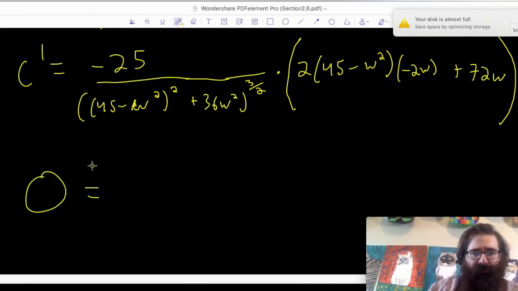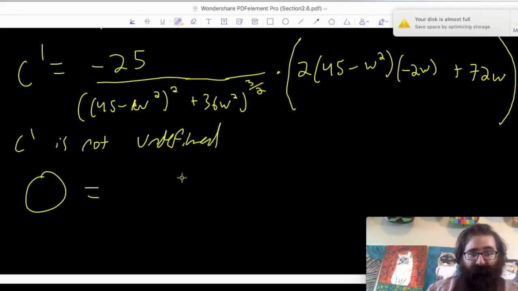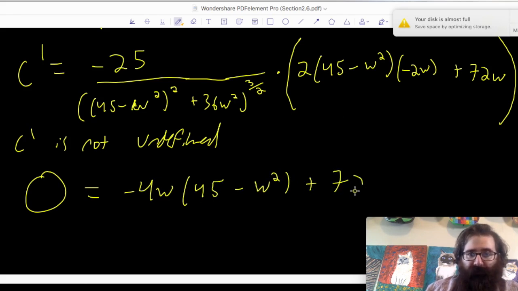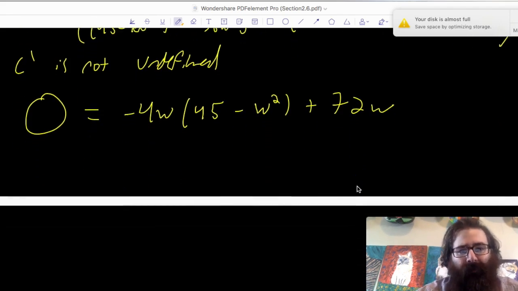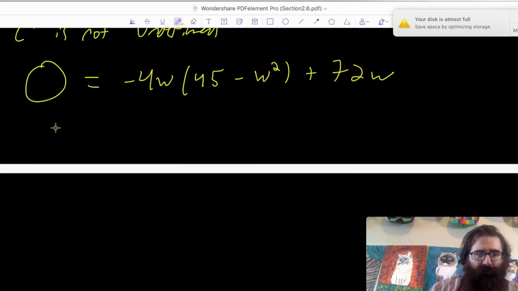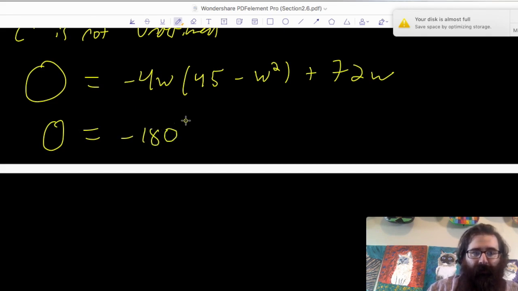So 0 equals, we'll say C prime is not undefined for any real frequency, and that this could generate a 0. If I want to expand this out a bit, 2 times negative 2 gives me a negative 4 omega times 45 minus omega squared, plus 72 omega. And let's see if we can rock and roll with this a bit. So 0 equals, 2 times 45 is 90, times another 2 is 180, it's a negative 180 omega. Minus negative is plus 4 omega cubed now, plus 72 omega.